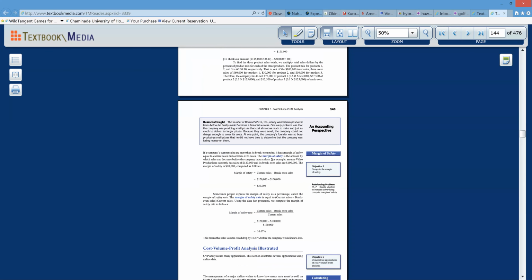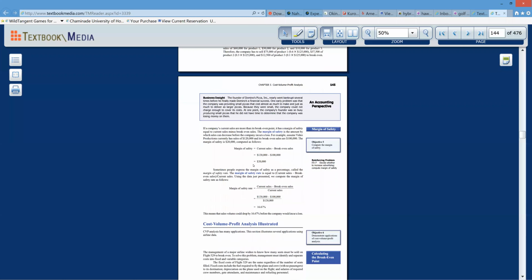Okay, the term margin of safety. Margin of safety basically indicates what you're currently selling versus what the break-even point is. So that's the cushion that a company has. For example, this company's break-even in sales was 100,000. They're currently selling 120,000. So they have 20,000 more sales than the break-even point. So they have that cushion. In other words, if their sales went down by $20,000, they could still break even.